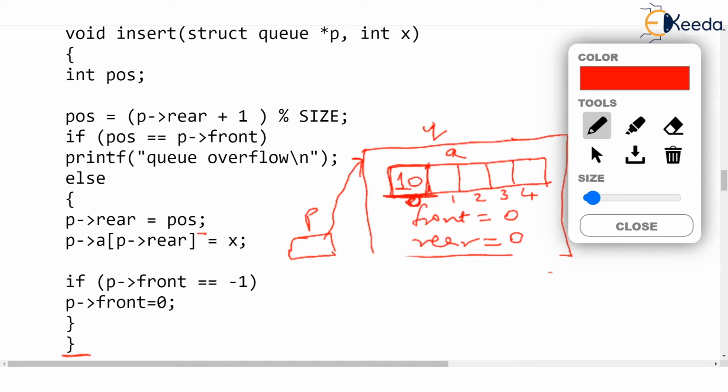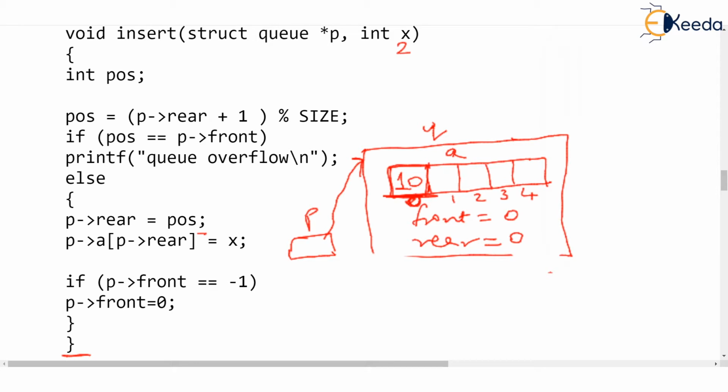Okay, so let's try to insert 20 in the queue now. Watch the queue again, drawn in the box. Only 10, that is front is 0 and rear is also 0. Let's try to insert 20. Now the pos will be calculated as rear plus 1.